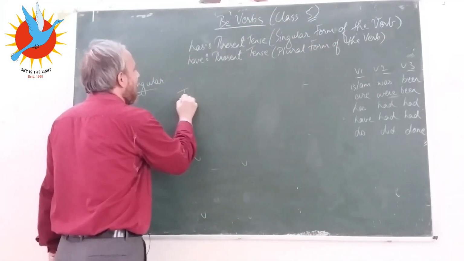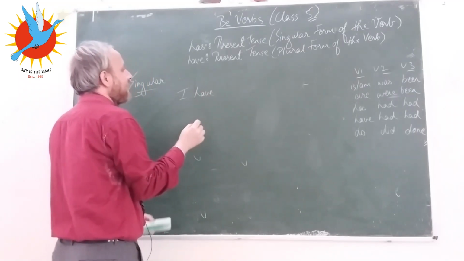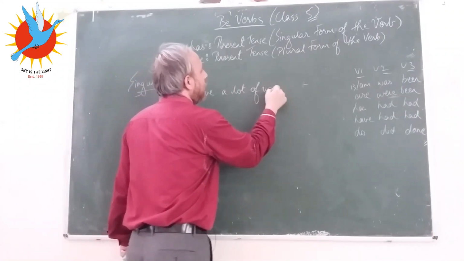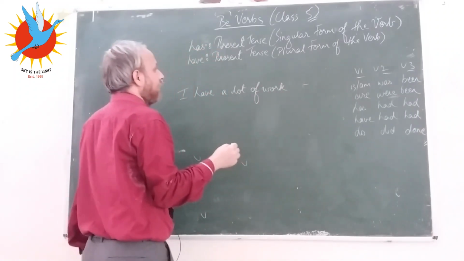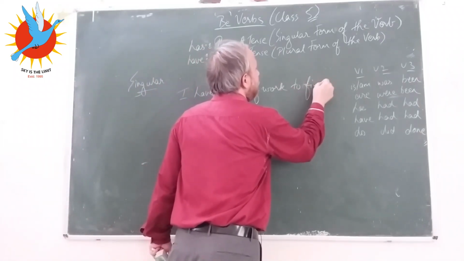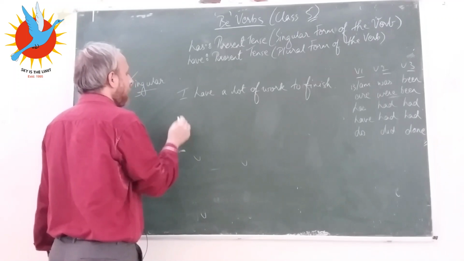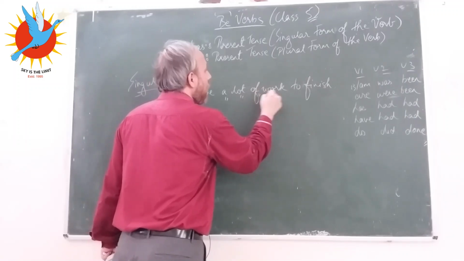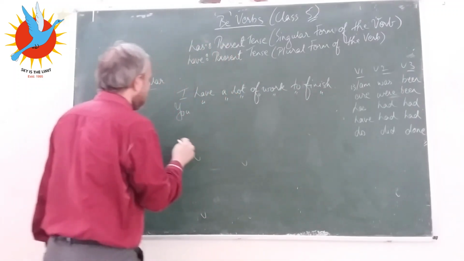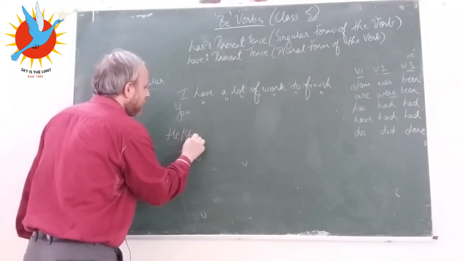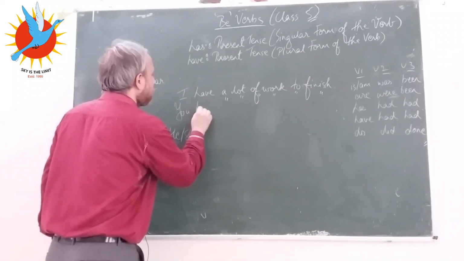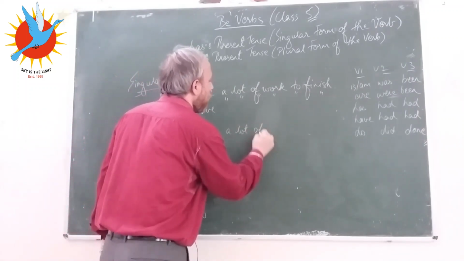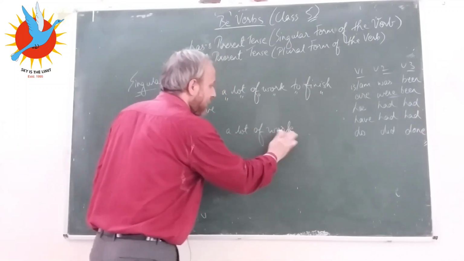So let's say I have a lot of work. I have a lot of work to finish. Full stop. Okay. First person singular, kids. Then you have a lot of work to finish. Full stop. And then he or she has a lot of work. Full stop. Let's keep it at this.